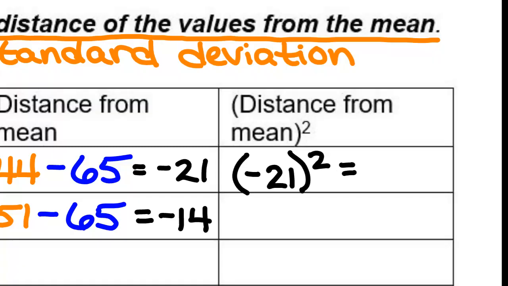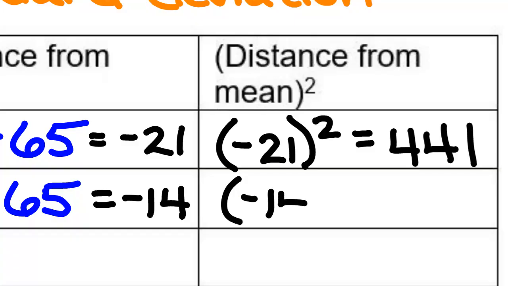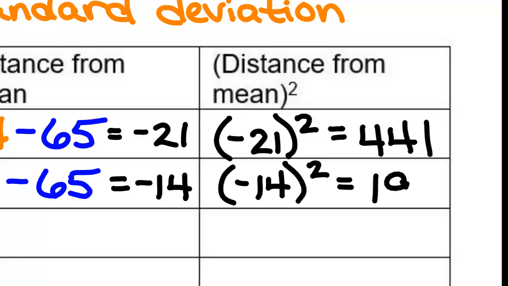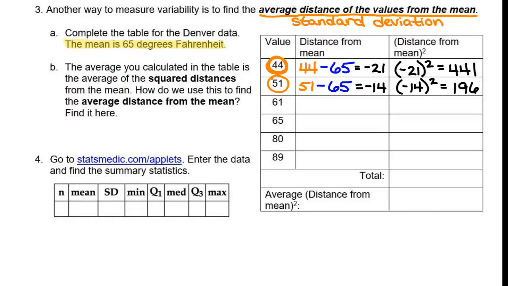What happens to any number when you square it? It becomes positive. If you don't use the parentheses on a calculator, it will not force it to be positive. You want to make sure to use the parentheses on the calculator. What is negative 21 squared? 441. And then the next one we had was negative 14. What is negative 14 squared? 196.